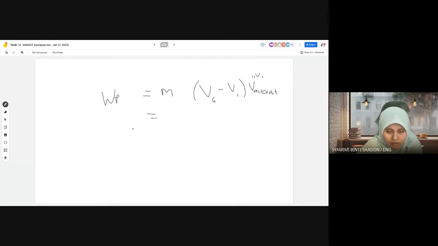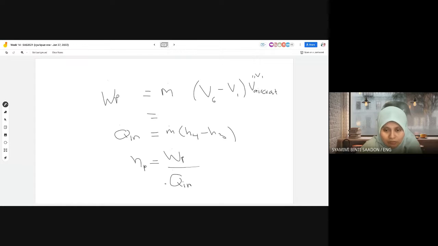And then Q in, the Q in the combustion chamber. Cp dT is enthalpy, so use the enthalpy, H4 minus H3. From there you get the propulsive efficiency. Propulsive efficiency is the W_P output over Q in the combustion chamber, the fuel input. This one is m dot Cp (T4 minus T3). So you get the propulsive efficiency.